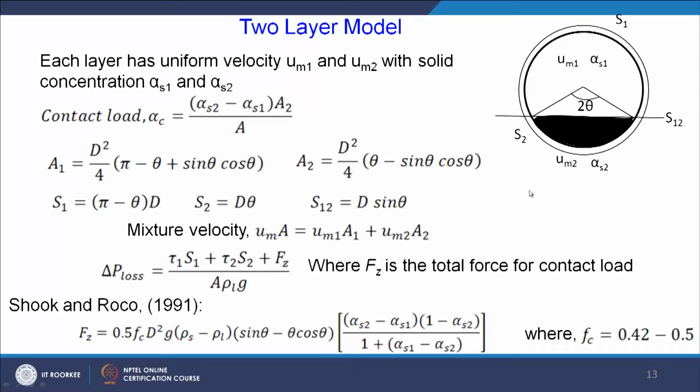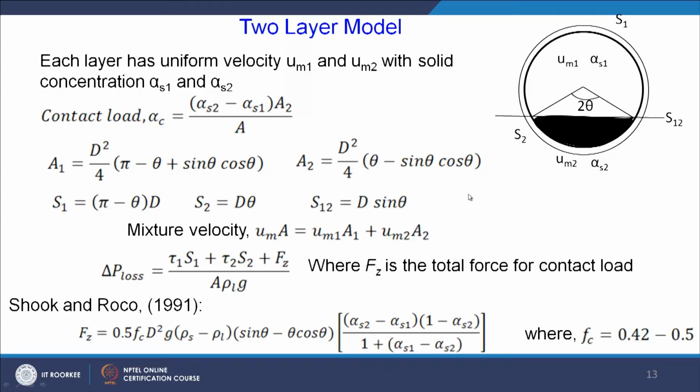So, first, what we will be showing is that contact load is alpha c. So, contact load alpha c can be defined as (alpha S2 minus alpha S1) into A2 by A. Okay. All the parameters are known over here. So, we can find out contact load.